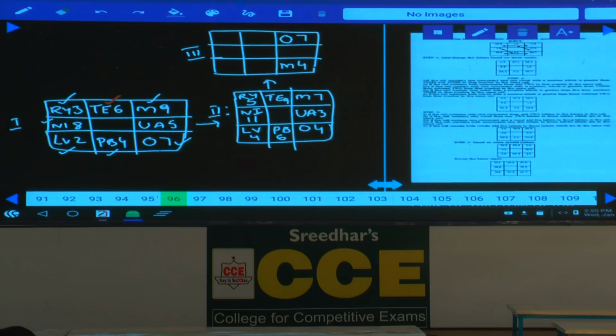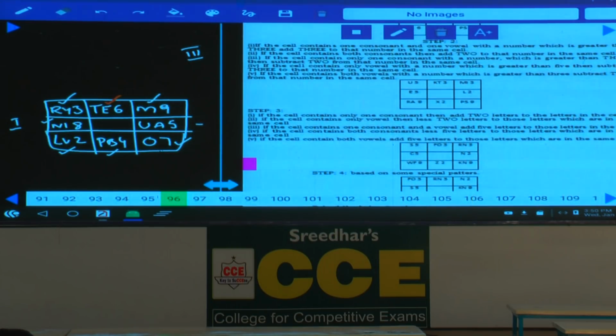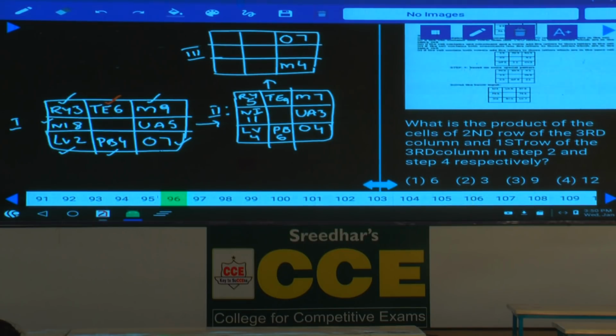Then condition number 3. Tell me what is the answer logic here. The rule is that if the cell contains one consonant and a vowel, add 5 letters to each of those letters. One vowel, one consonant, T and E. T plus 5 is how much? T plus 5 is Y, and E plus 5 is J, and the number as it is.